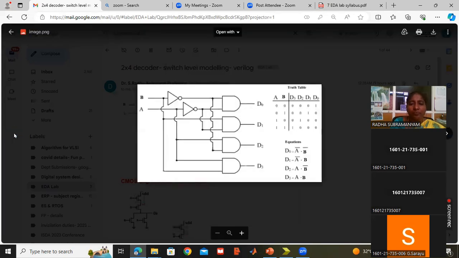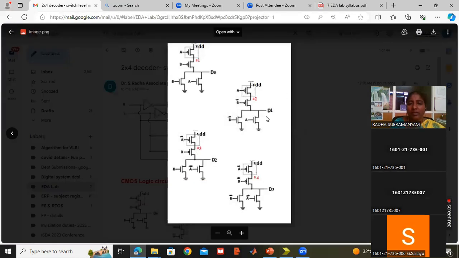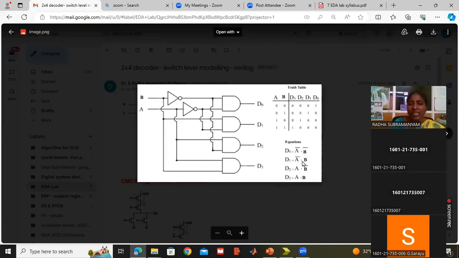So similarly, the second equation, A bar into B. What do I have to use as inputs if I am using a NOR gate? If I use A plus B bar whole bar, this is D1. So I am giving A and B bar as inputs. The output will be A plus B bar whole bar. Then when you apply De Morgan's theorem, A bar into B will come. So the second output is A bar into B.